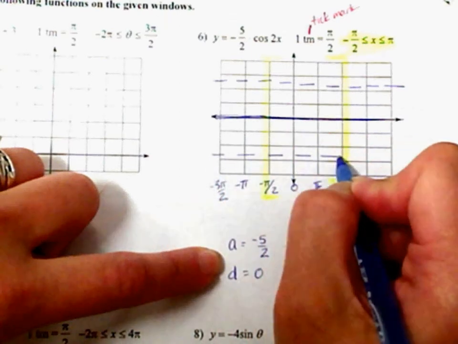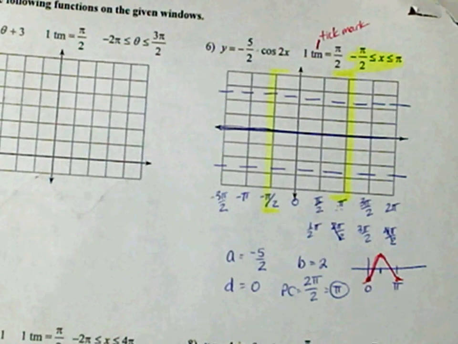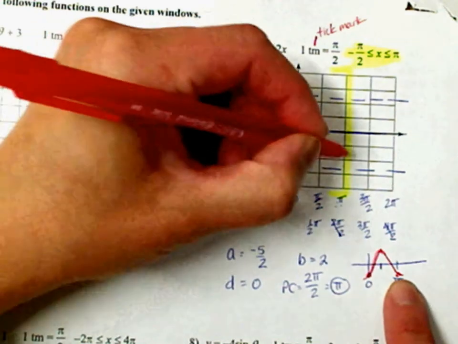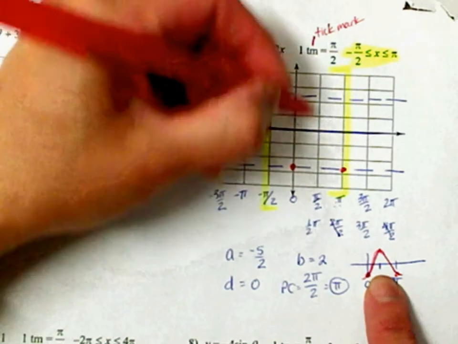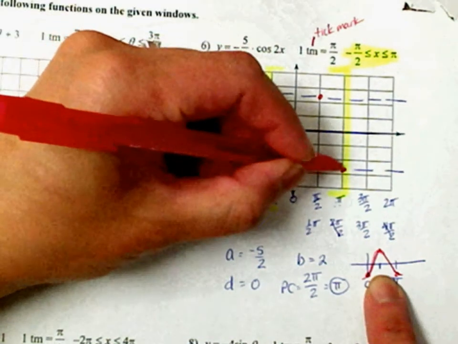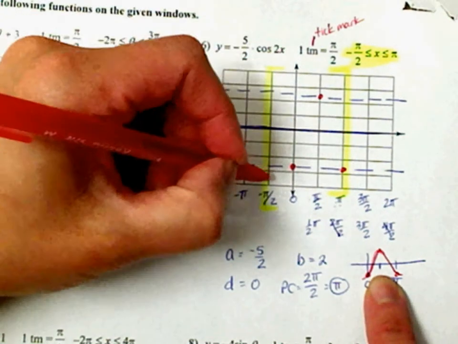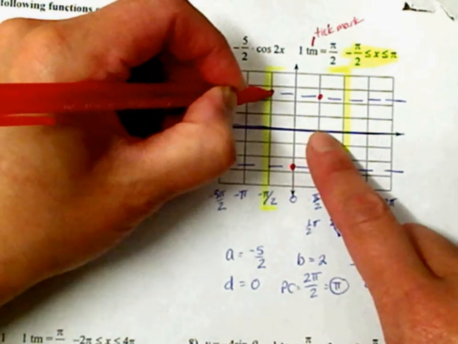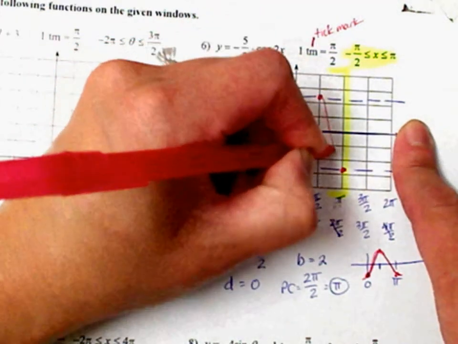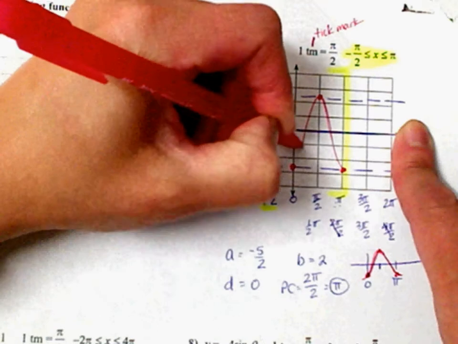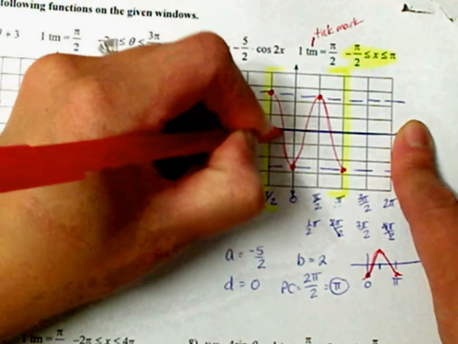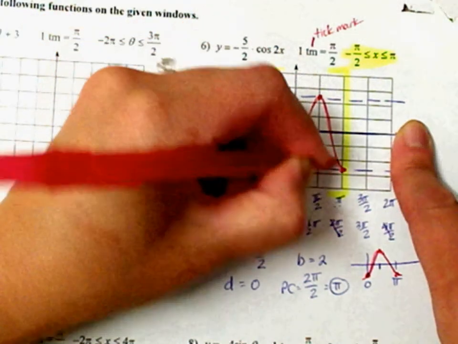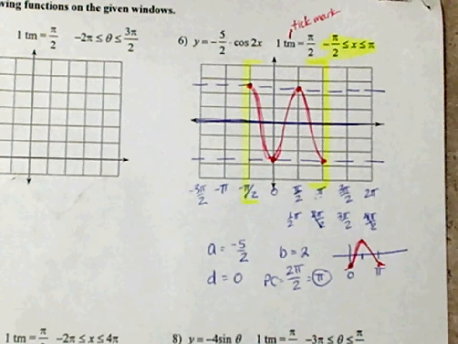Okay? Now let's transfer over what we know. At 0, we are at our minimum. At pi, we are at our minimum. So the one in between is going to be our maximum. See a pattern? Every tick mark, we've gone up or down. So at negative pi over 2, we're going to go up to our maximum. So our graph will look like this. Try to put a little curve in it so it doesn't look so much like a V. And there you have your graph between negative pi over 2 and pi. Okay.